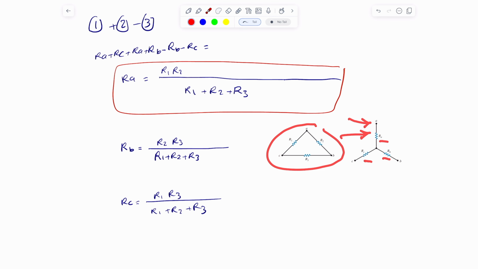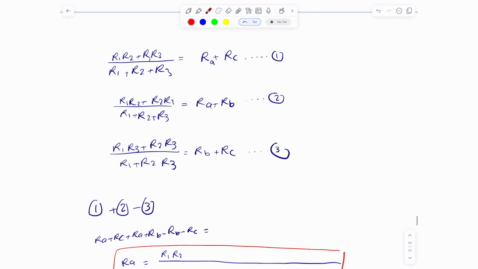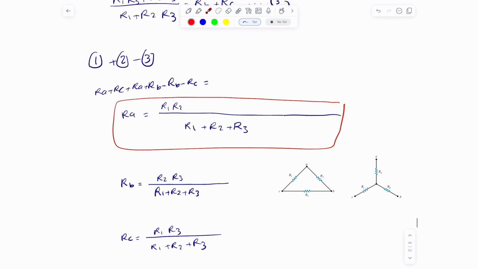We can do a similar type of analysis, but this time we'll be going from the Y to the delta transformation. In this particular case, instead of RA, RB, RC, I'll be interested in R1, R2, R3 in terms of RA, RB, RC. You can, again, go back to these equations and figure out a way to isolate the R1s and the R2s, but I'll give you the pattern right away.